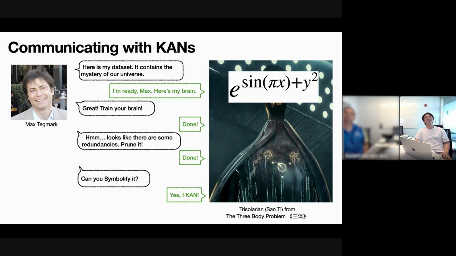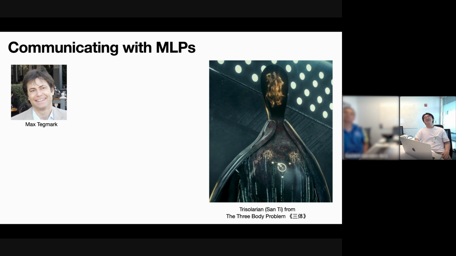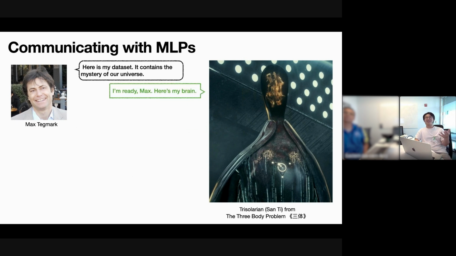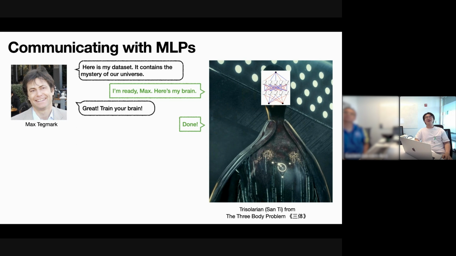What will happen? With MLPs, Max goes to the MLP and says, here's my dataset. It contains the mystery of our universe. And the MLP says, yes, I'm ready. Here's my brain. It looks something like this. And Max asks, train your brain. And the MLP says, done.